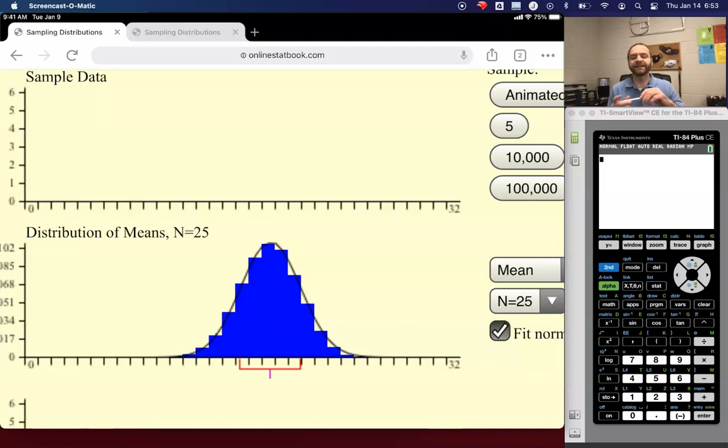You have no idea what the population shape is. No clue. But if I collect enough sample means many times and plot the sampling distribution, the shape of the sampling distribution of x bars will become approximately normal.